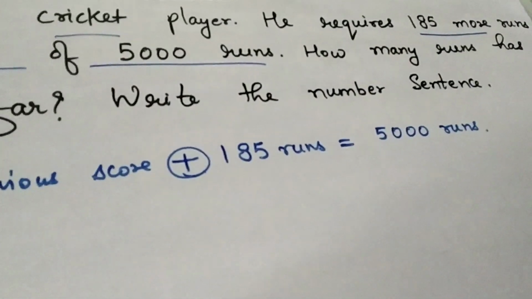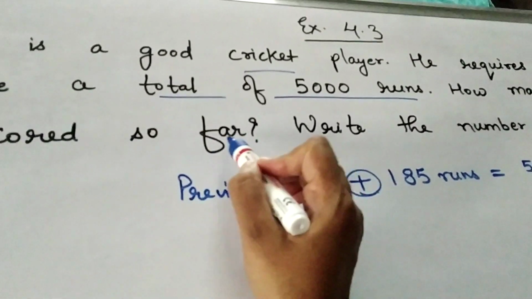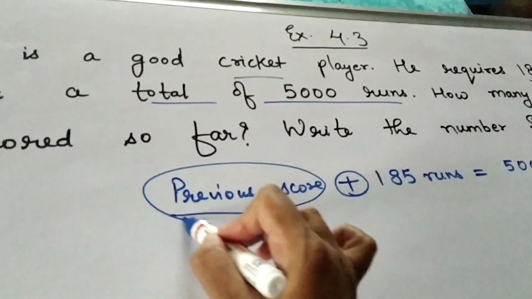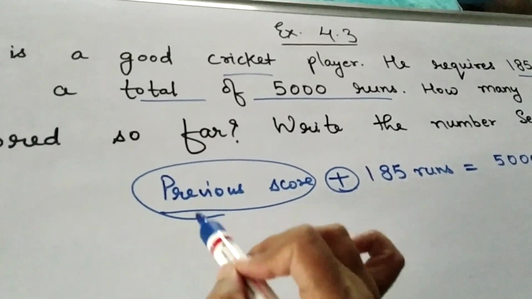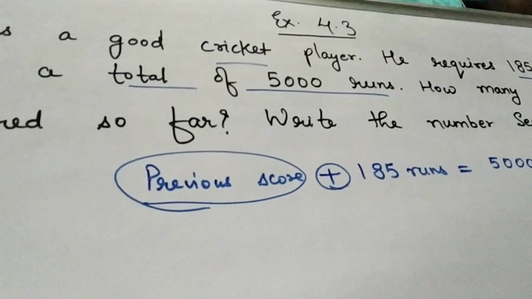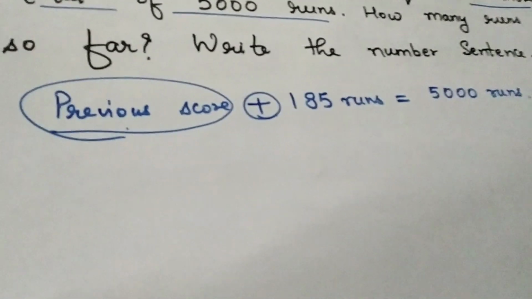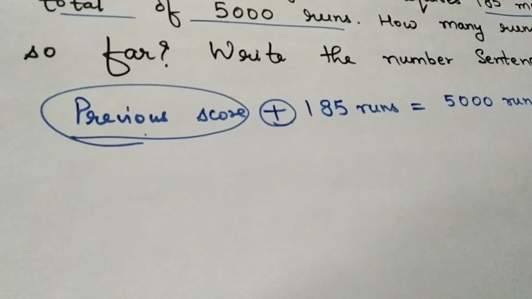Got it? Now the question is, how many runs has he scored so far? Means they are asking the previous score. How many runs has he scored so far? Write the number sentence. So you have to find the previous score. How you are going to find this is your question.